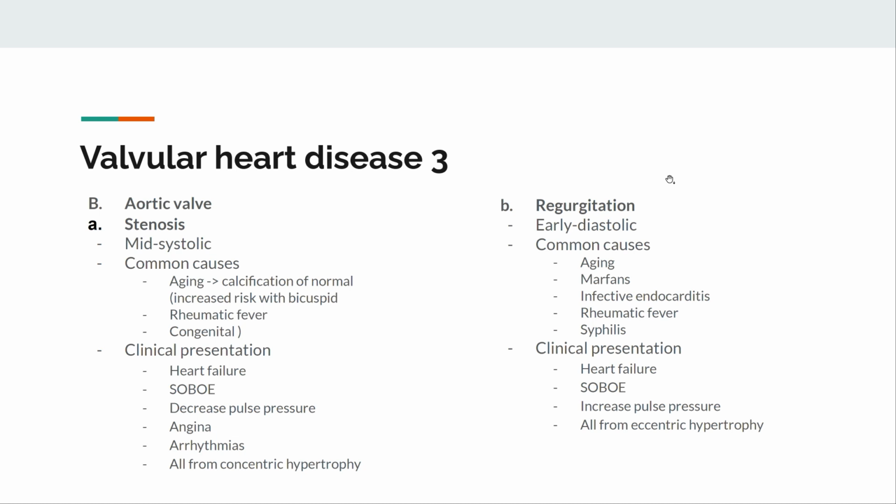Now looking at the aortic valve, again, probably the aortic and the mitral are the two most common valves affected with stenosis and regurgitation. So aortic stenosis is, again, probably one of the more common ones. It causes a mid-systolic murmur, which is essentially where you'll hear it during mid-systole. The most common cause of this is actually aging. So it's calcification of the normal valve.